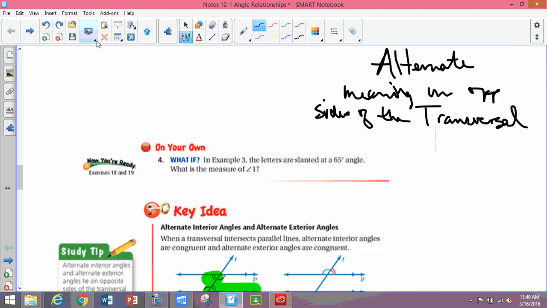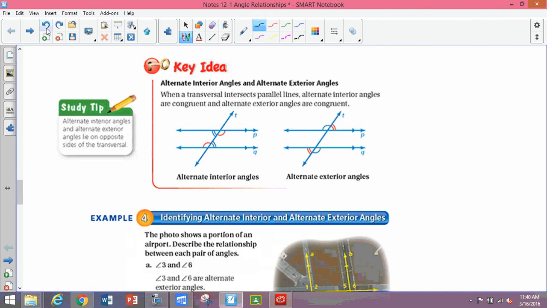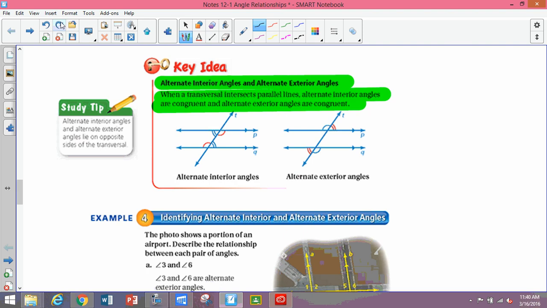Okay? So they go into this right here. They talk about alternate interior angles and alternate exterior angles, and they show you the picture. Again, the blue matches the blue, the red matches the red. Those are alternate interior. The blue matches the blue, the red matches the red. Those are alternate exterior. And alternate angles are equal angles.